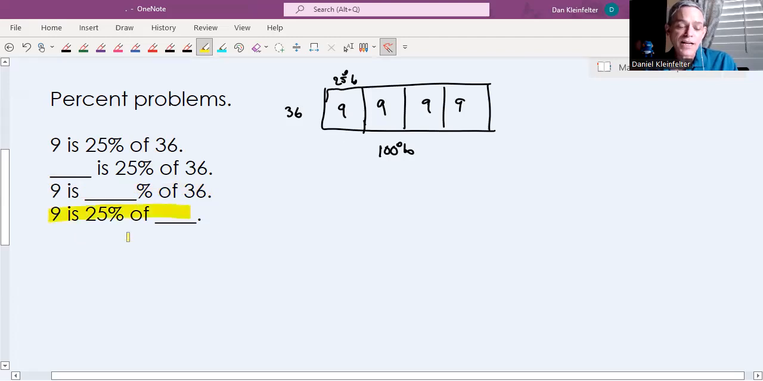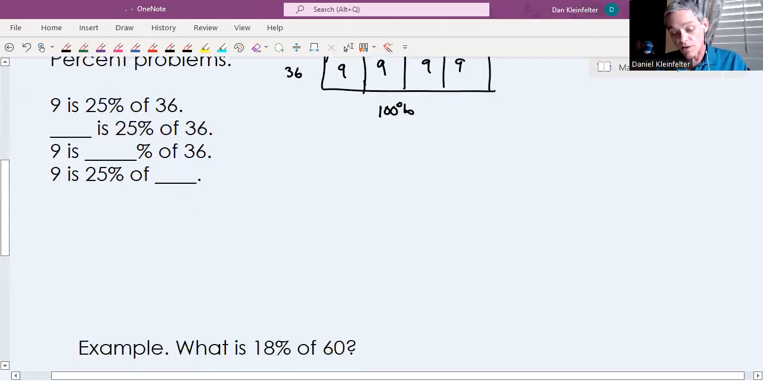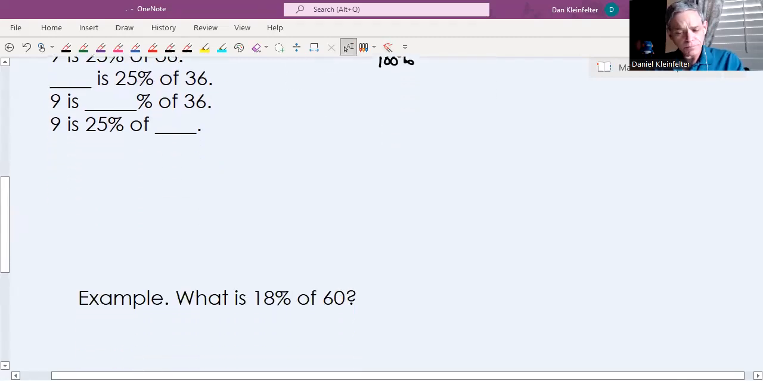Or we may have 9 is 25% of what amount, in which case the part and the percent are known, but the size of the whole thing is unknown. So either way, we have to tell you two numbers, and we can ask you what the third one is. Are you looking for the size of the piece, the size of the whole, or the percentage? All of these kinds of questions fit into one of those categories.